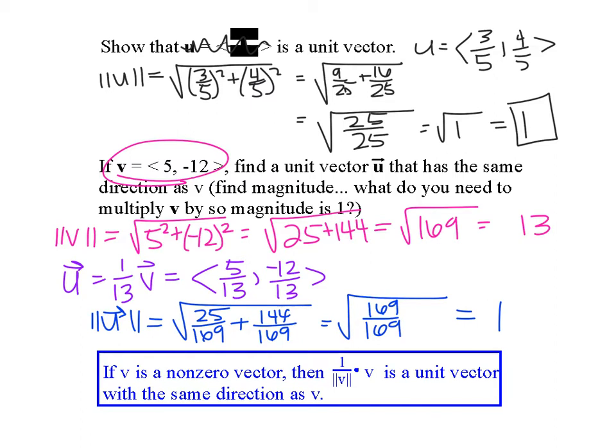Okay, so our unit vector that is going to have the same direction as v is going to be ⟨5/13, -12/13⟩. So in general, if you have a vector v and you want to find the unit vector, all you have to do is multiply that vector by 1 over the magnitude of v, and that will give you the unit vector.